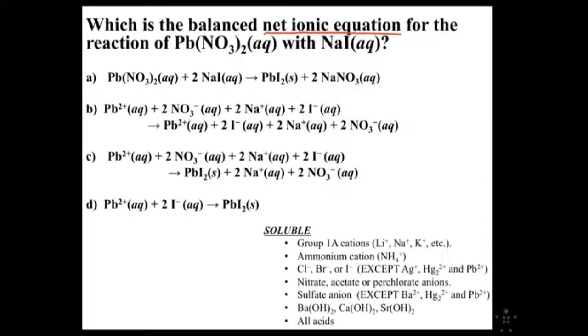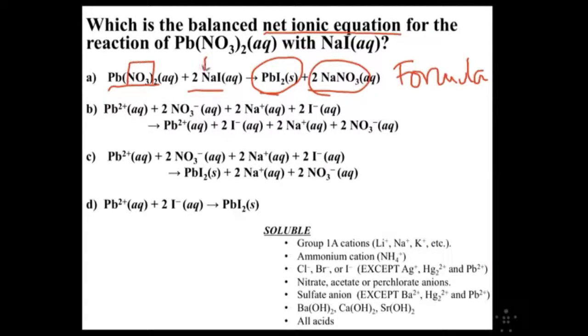So lead nitrate and sodium iodide, those are our reactants. So this first one would be our formula equation, right? Because we've got the full formulas of those two things making lead iodide and sodium nitrate. And that does make sense. So the nitrate ends up with the sodium, the iodine ends up with the lead. Lead iodide is, in fact, a solid because it's on the exception rule here. So iodine with lead, that is a solid. But that's the formula equation. So that doesn't answer this question.